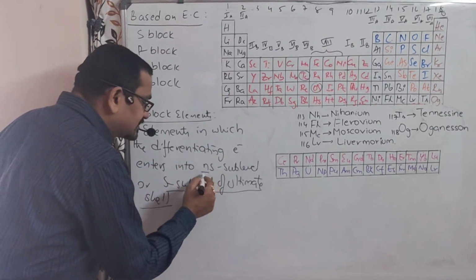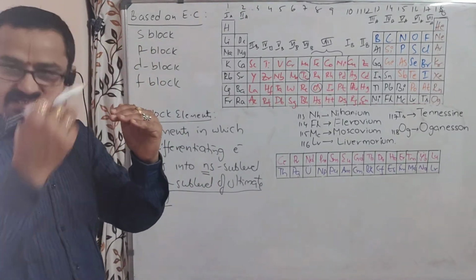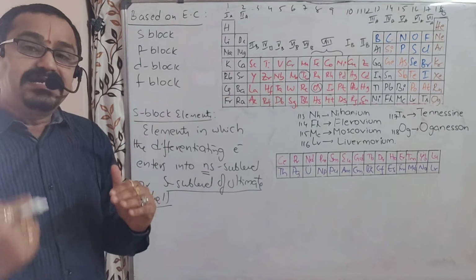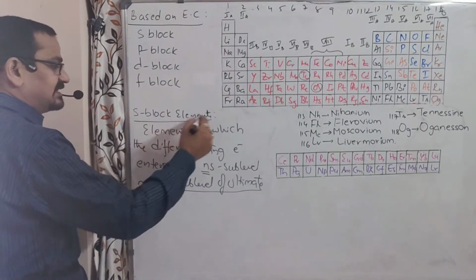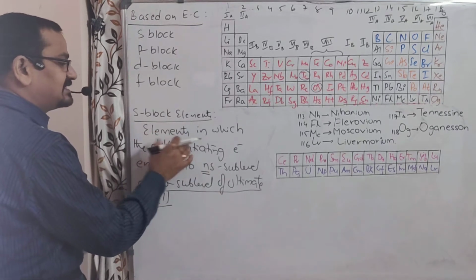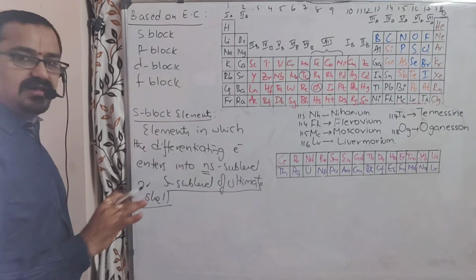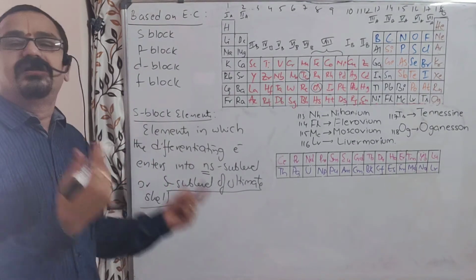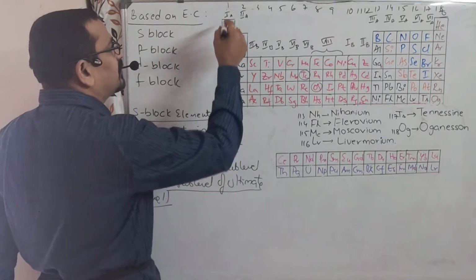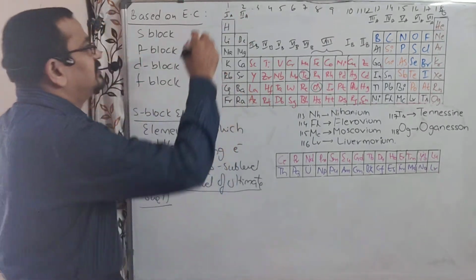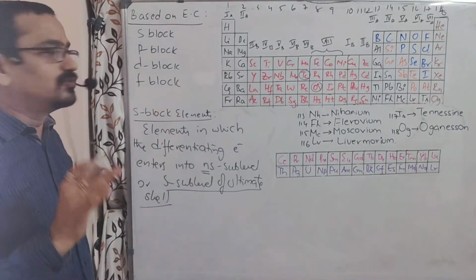Here this N corresponds to the ultimate shell, the last shell. N minus 1 is the penultimate shell, last but one. N minus 2 is the anti-penultimate shell. This is the nomenclature, right? Now once again, S block elements means elements in which the differentiating electron enters into the NS sublevel or S sublevel of the ultimate shell. So usually the first and second groups are 1A and 2A groups. This is IUPAC notation, this is old notation. You have to learn and remember both.